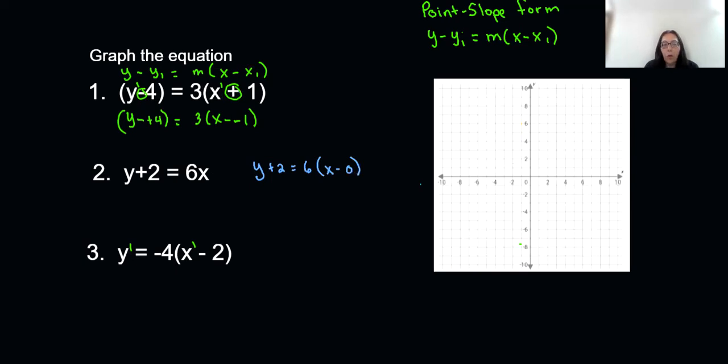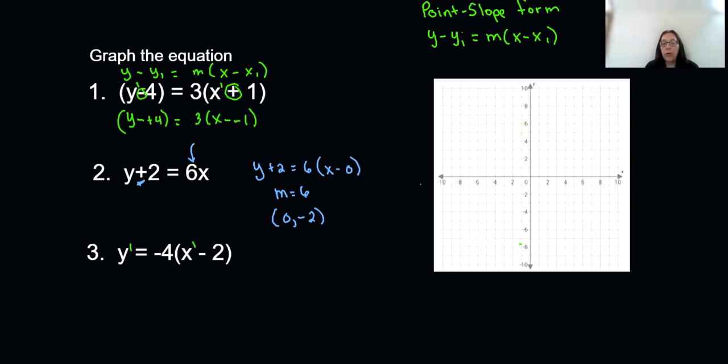So our slope is right here, the 6. And the point for x, it's 0. And for y, opposite sign, it's -2. 0 is neutral. It doesn't have a sign. So x value is 0. Y is -2. Opposite sign, right?